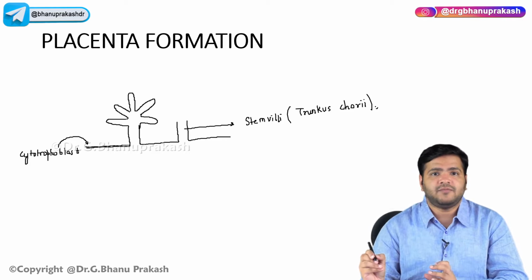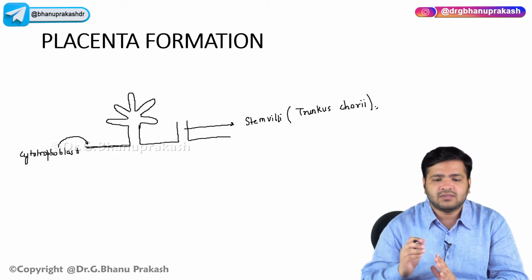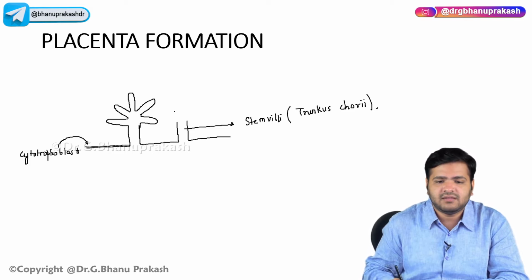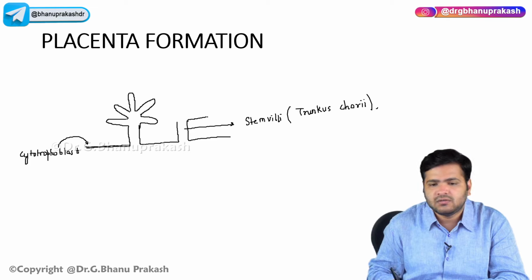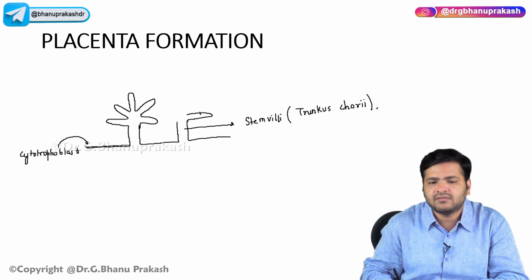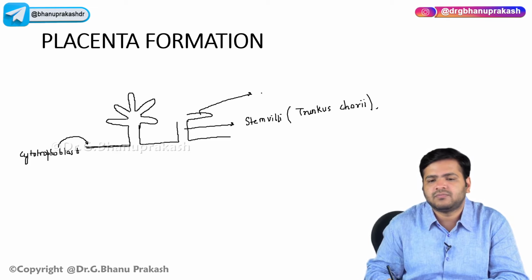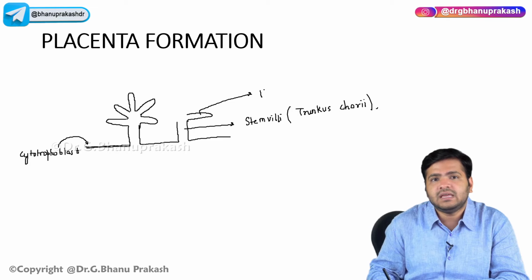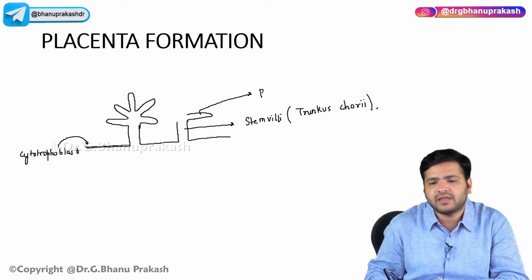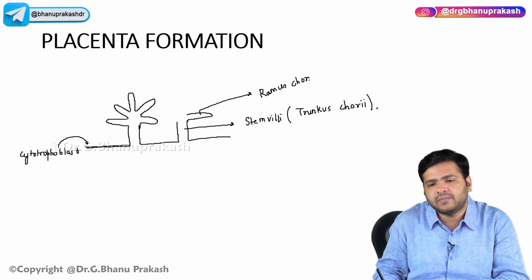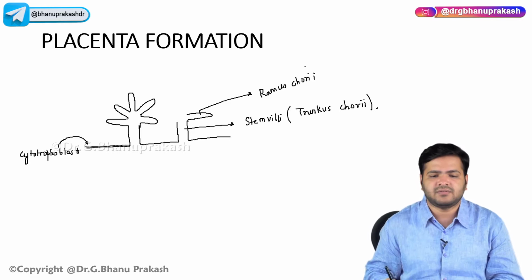Now, this stem villi is branching into different branches, like the primary branches, right? If I just try to show you over here, this will be again the same structure. These are the primary branches. This is called as the ramus chorii, right?